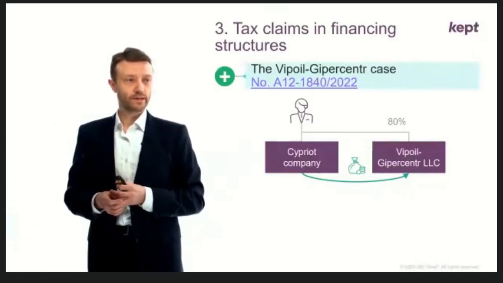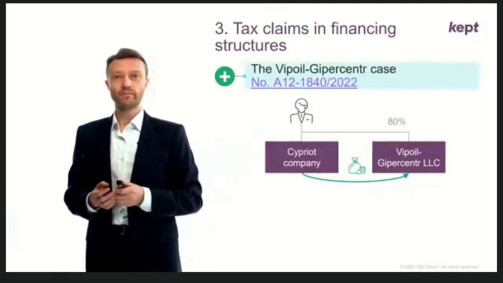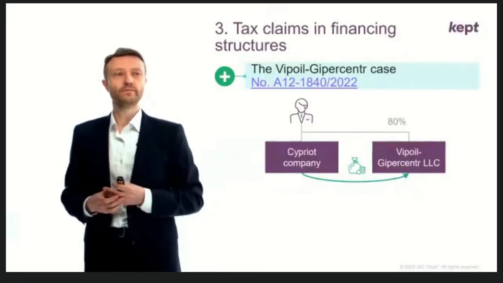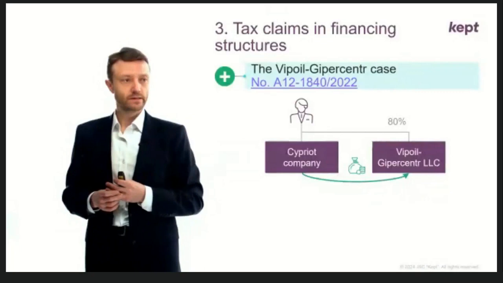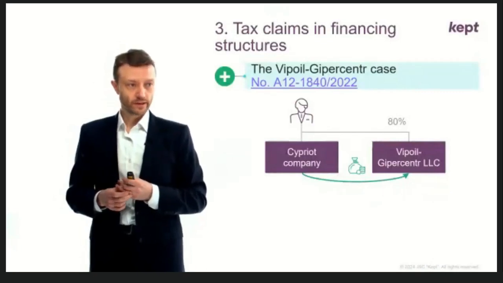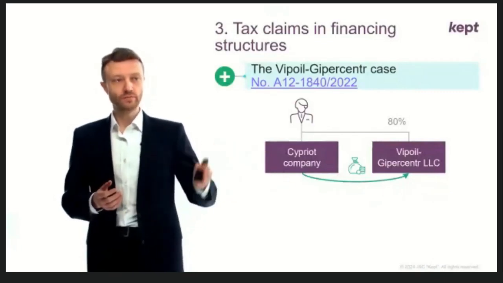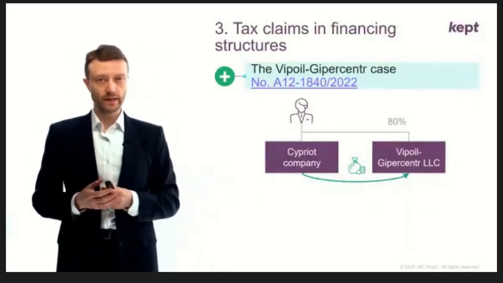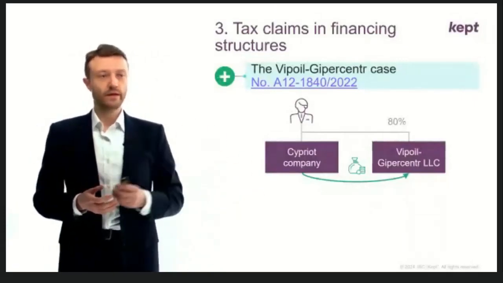Okay, and the third trend is claims and challenges in financing structures. And here we have a few cases. One is where there is a Cypriot company, and there are similar domestic cases, which lent funds to a Russian company, which was controlled by the same person. So these are related companies: the Russian borrower and the Cypriot lender.